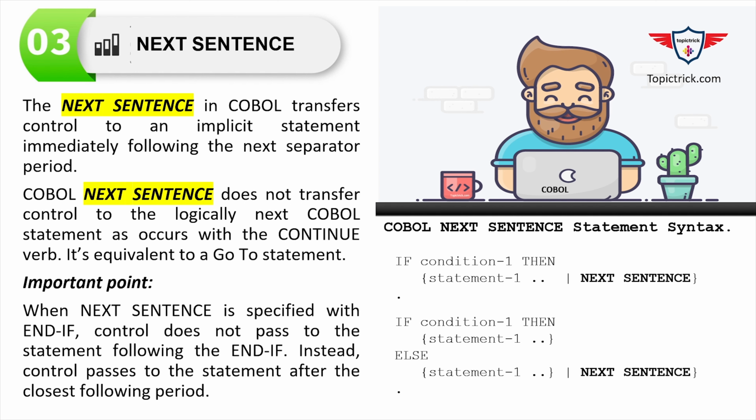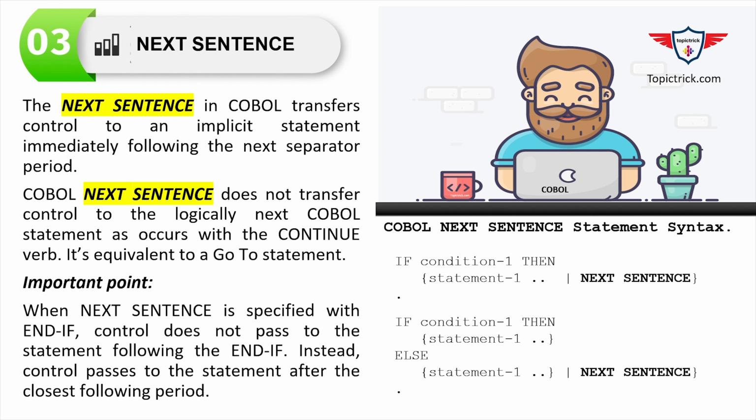Now let's look at the important point which is associated with COBOL next sentence. If you specify next sentence with an explicit scope terminator, for example end-if, in that situation control does not pass to the statement following the end-if. Instead, control will be passed to the statement after the closest following period.